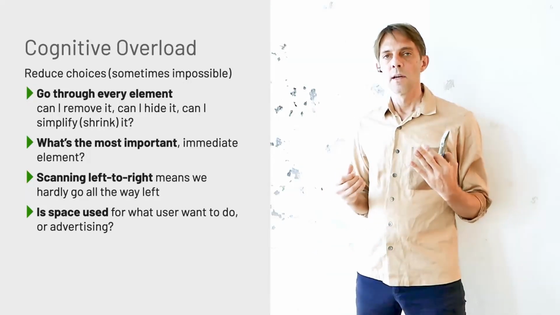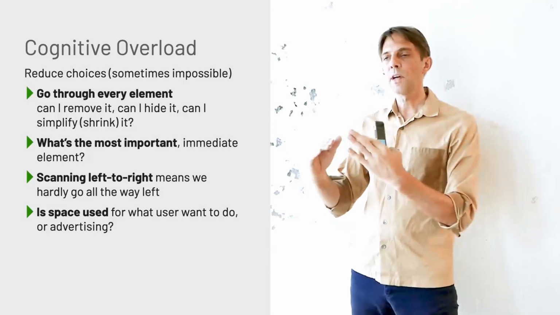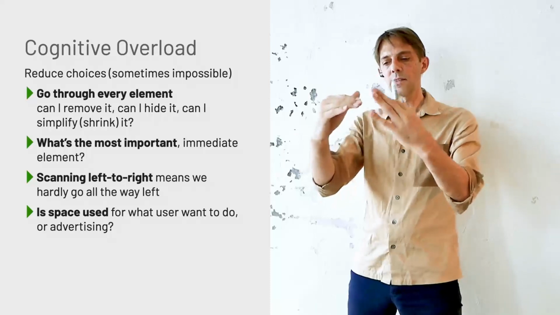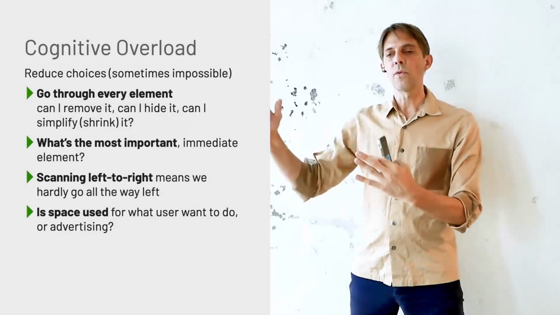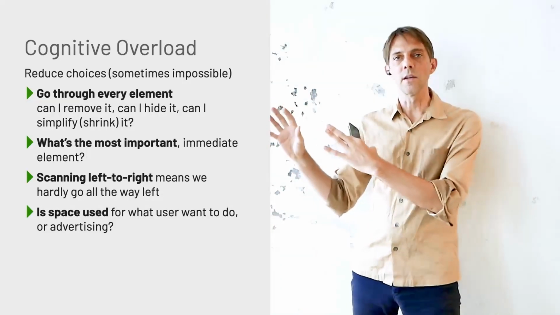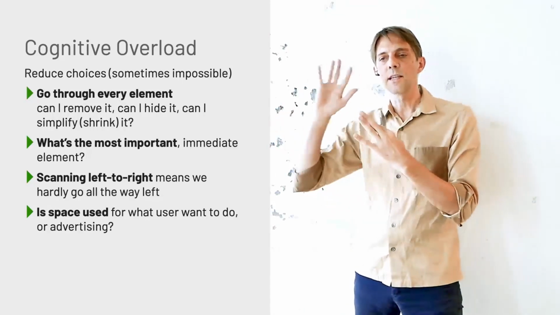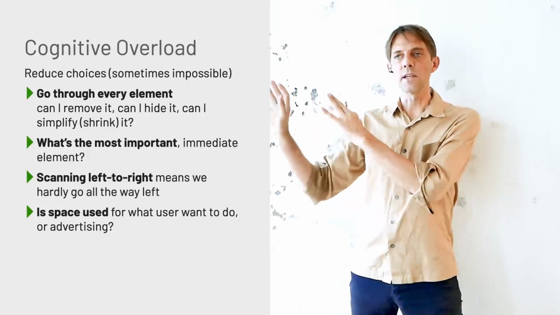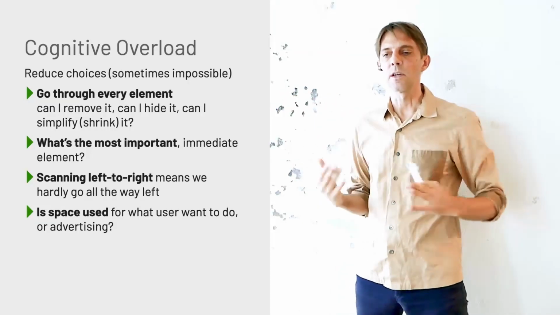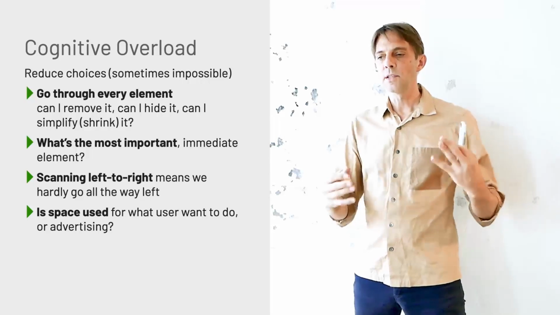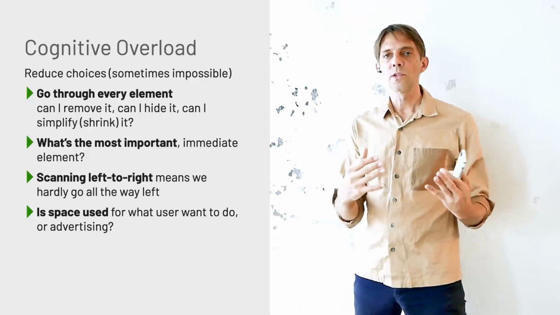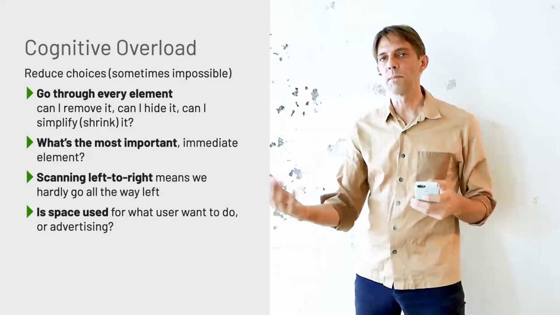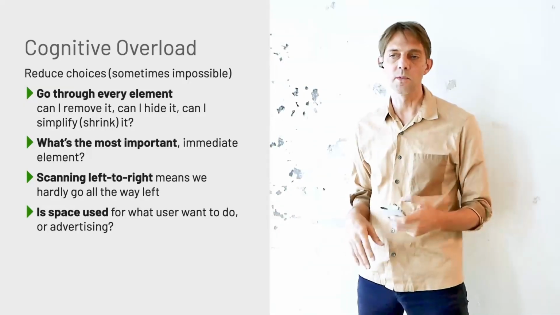Then you have to think, when we scan from left to right at the top, we read so fast and we scan down the bottom. So on the top right, there are elements that probably will get lost, that are sort of second thought. Maybe this is a good place to put a piece of navigation that is a secondary step to go to. And is the space used for what the user wants, or is it just advertisement that is not so useful to a user, maybe actually discouraging them to go forward?